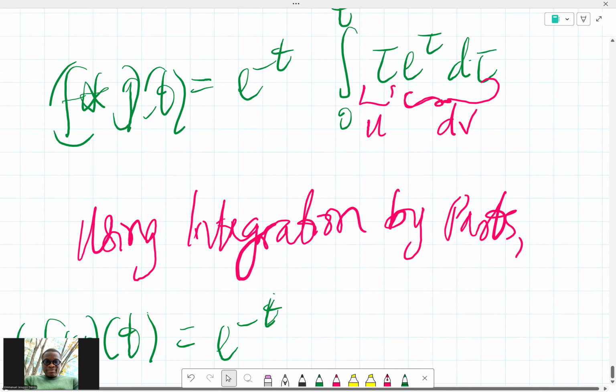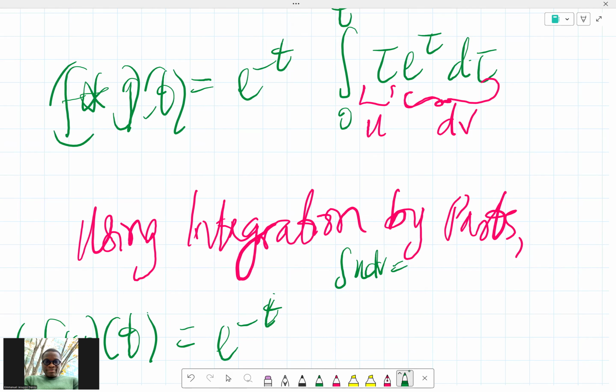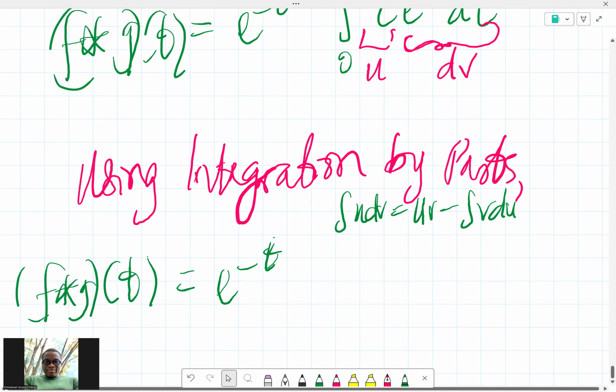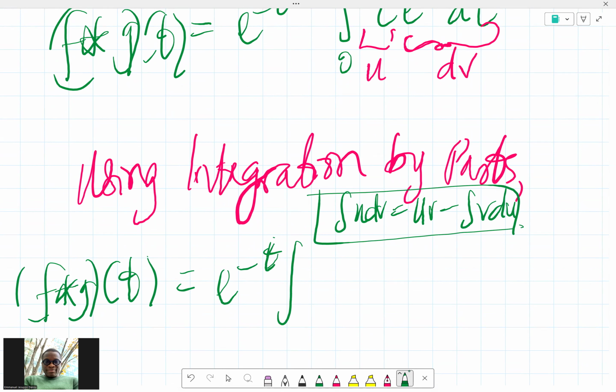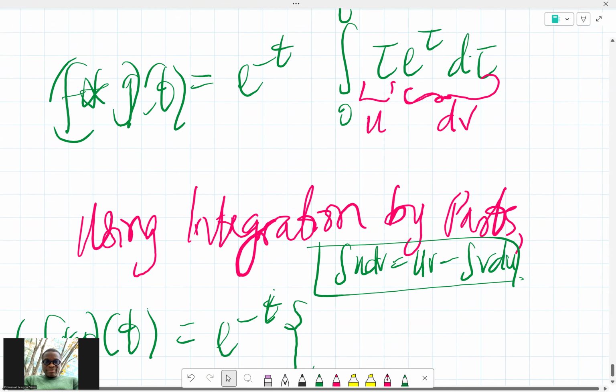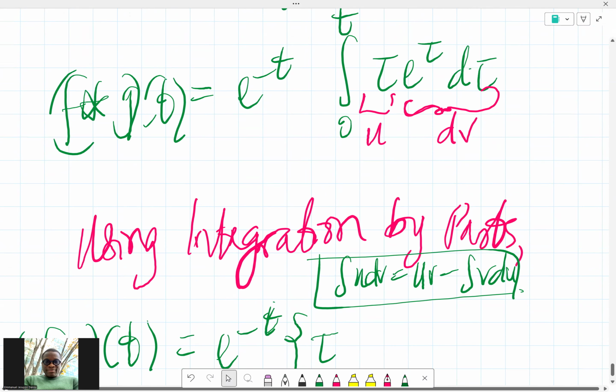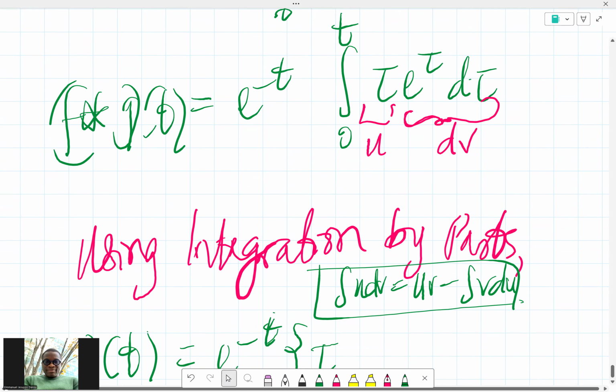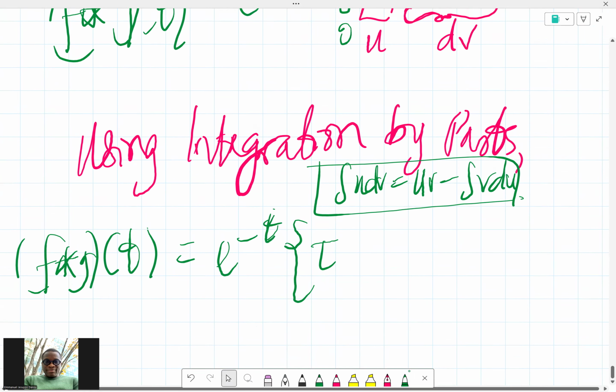The integration by parts is simply something like this: integral of u dv is equal to uv minus integral of v du. So our u is tau, right? So it means we have this now. We can box this. So we have e raised power minus t into, not integral now, since u is tau already. Then v is e raised power tau. To get v from that, you have to integrate. If you integrate e raised power tau d tau, you just get e raised power tau.